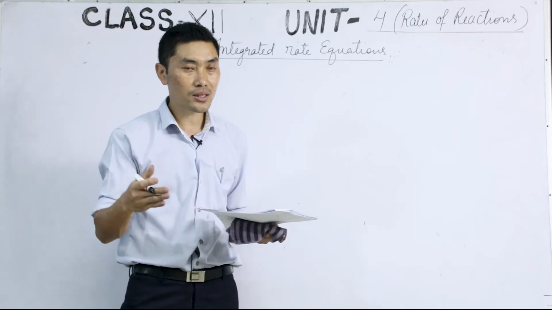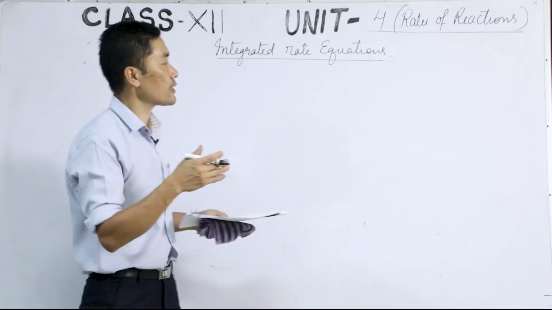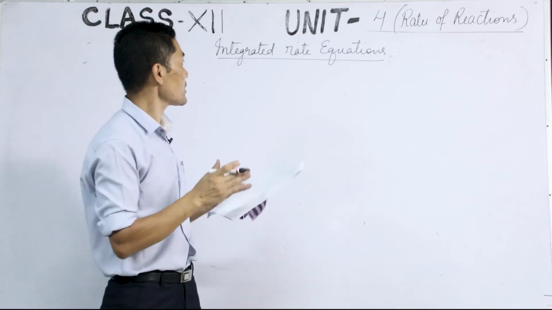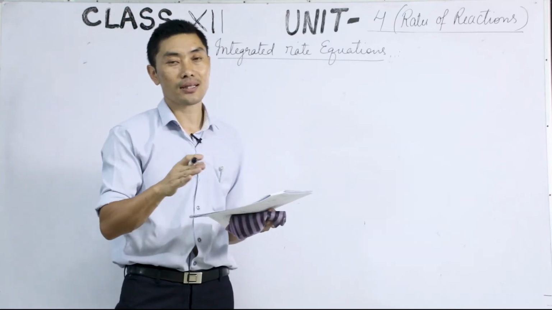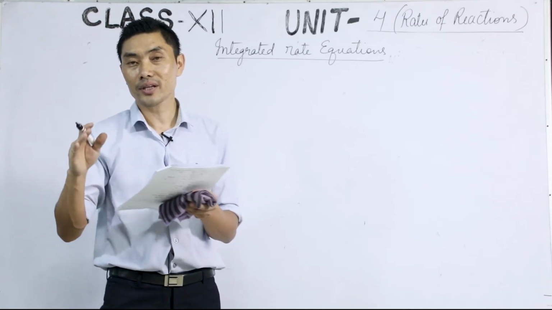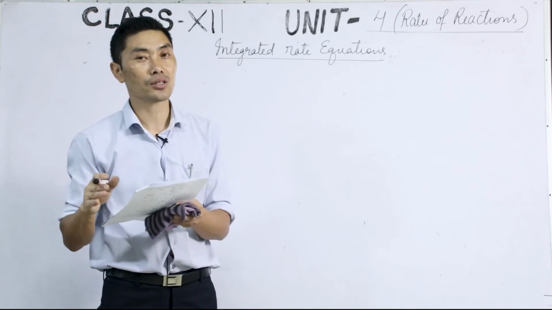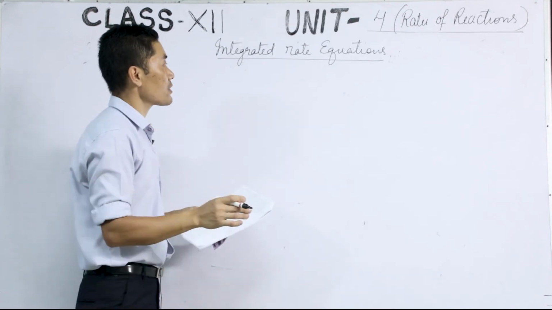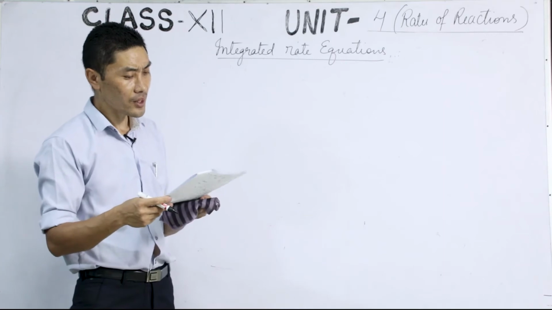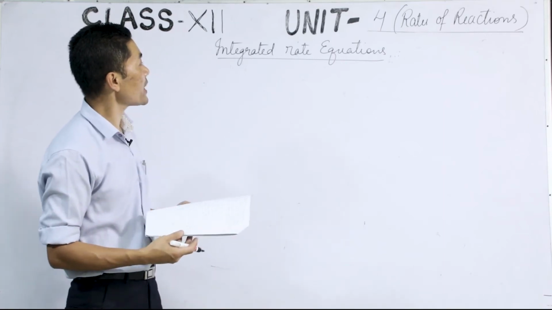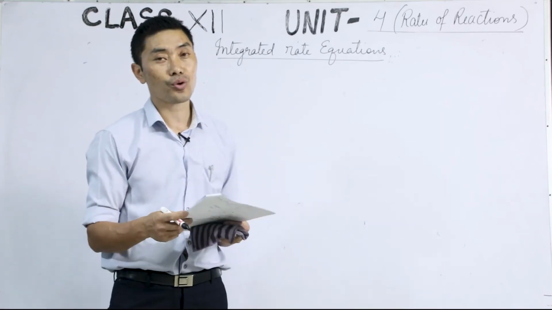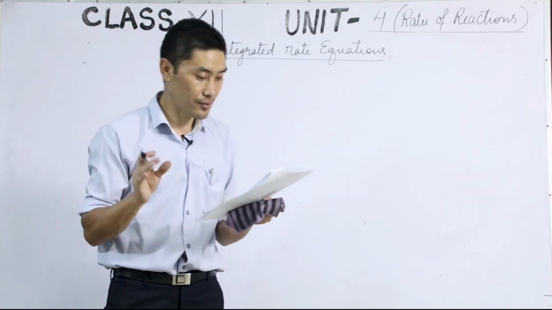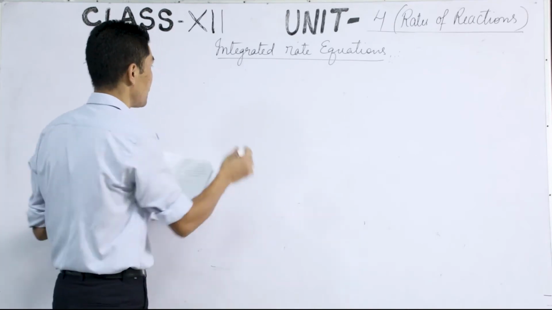So, to avoid this problem, we derive these integrated rate equations, and these equations relate the concentration of the reactants at different times to the rate constant, that is K. So, let us try to derive these integrated rate equations for first order reactions and zero order reactions. Let us first derive it for a zero order reaction.